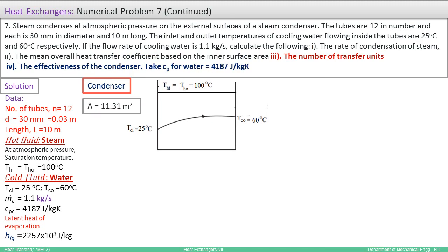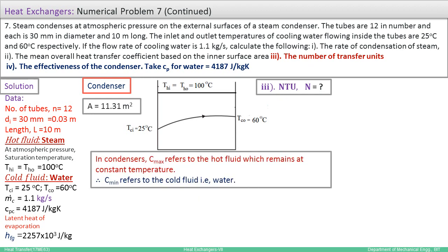So we have found out the first two terms, that is rate of condensation of steam and mean overall heat transfer coefficient. Now, to find out number of transfer units, in condenser, maximum heat capacity refers to that of hot fluid, which remains at constant temperature, because you have to go for a maximum value of heat capacity because the temperature change is minimal, or you can say negligible. In order to have the energy balance, Q is equal to m cp dT for hot fluid and m cp dT for cold fluid.